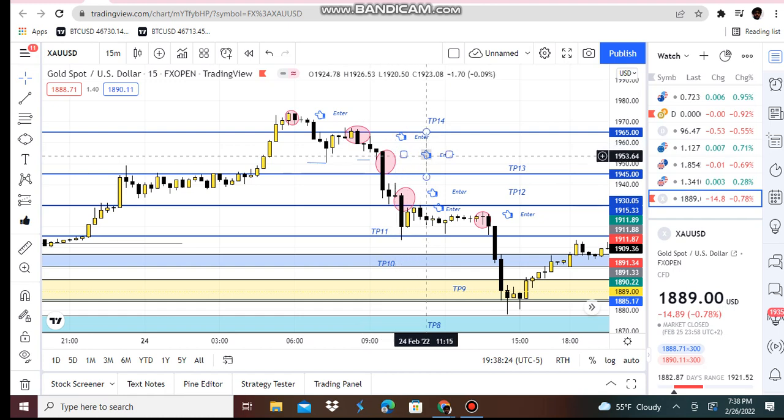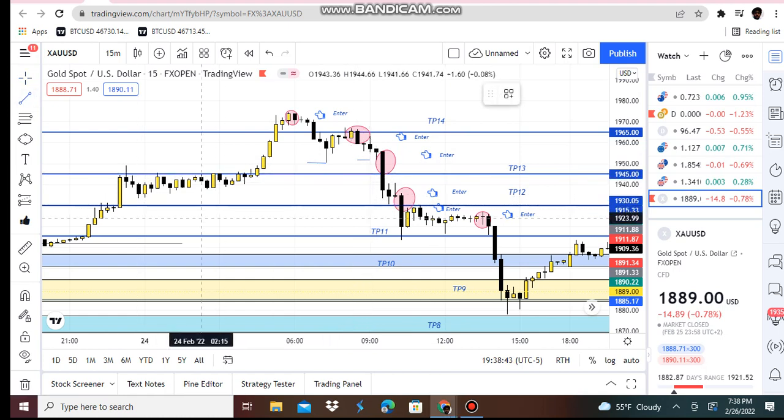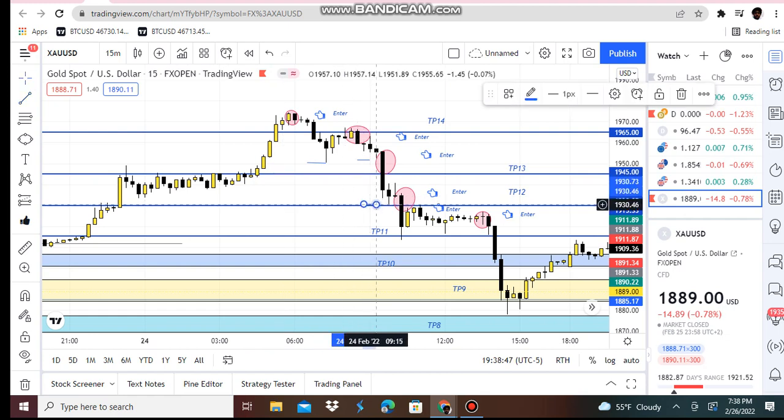trade for our third entry at 1955 at take profit 13, and rolled this all the way down to take profit 12. From take profit 13, this is take profit 13. Next level is what? Take profit 12. It goes right to take profit 12, exactly at take profit 12 at 1930. It stops right here. It stops right at take profit 12, 1930.